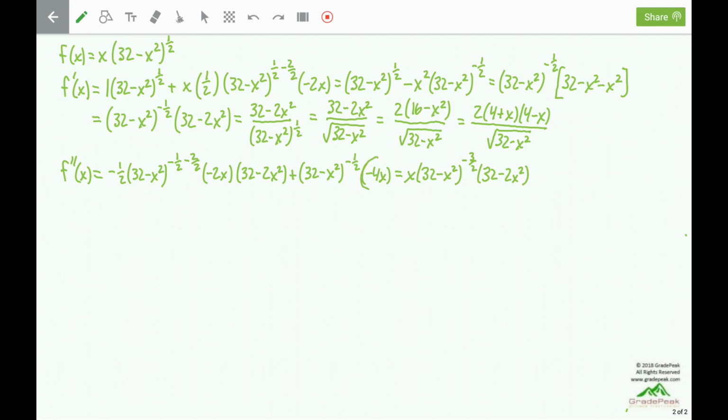For the second term, we can move the constant out front, negative 4, and there's also an x, so negative 4x. And there is a 32 minus x squared to the negative 1/2 power.